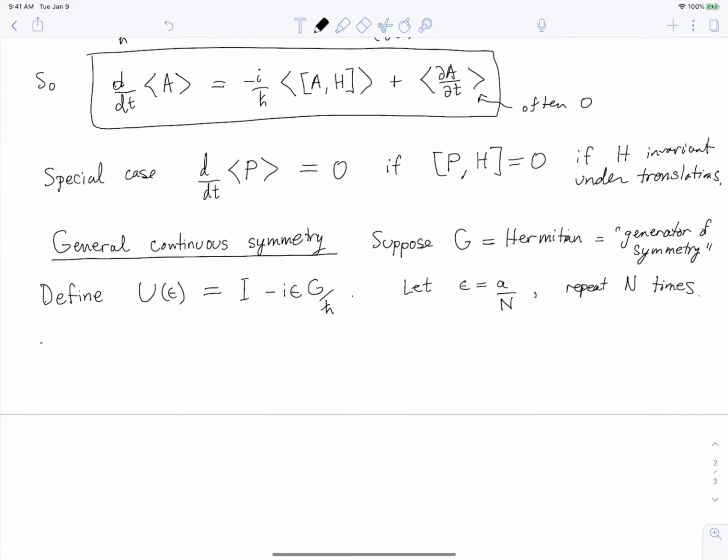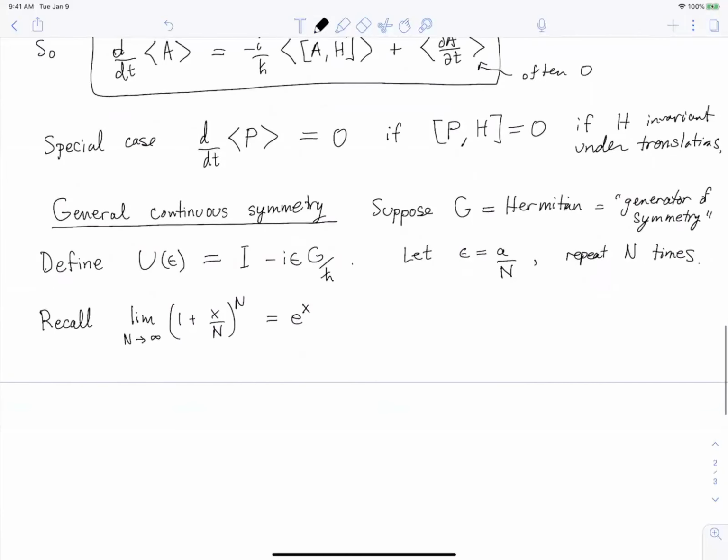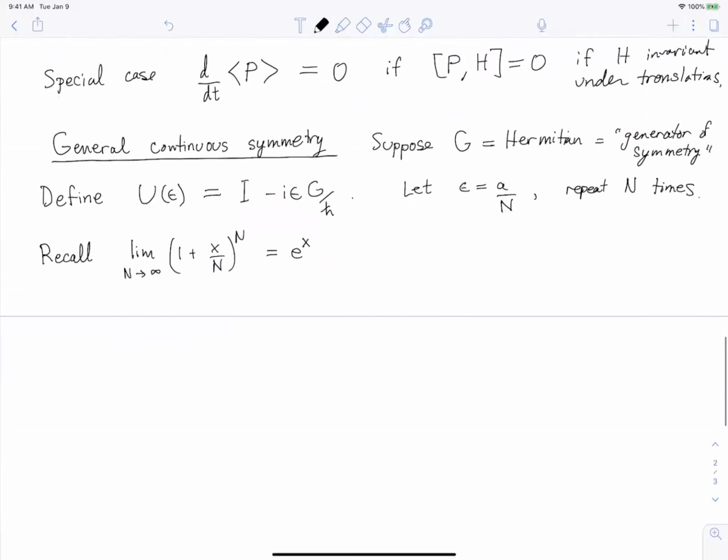Okay, now recall, you may not remember this from the first time you learned about the exponentiation operator, but the way the number e is defined is if you take the limit as n goes to infinity of 1 plus x over n to the nth power, that's equal to e to the x. Okay, that's the sort of basic definition of the exponential. And so now for an operator that's built out of only one other operator, so it commutes with itself, we can just apply that to this situation.